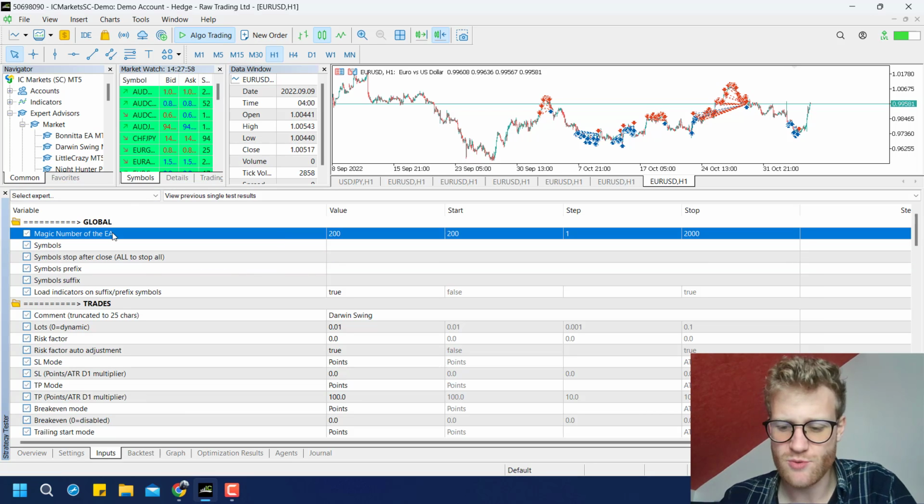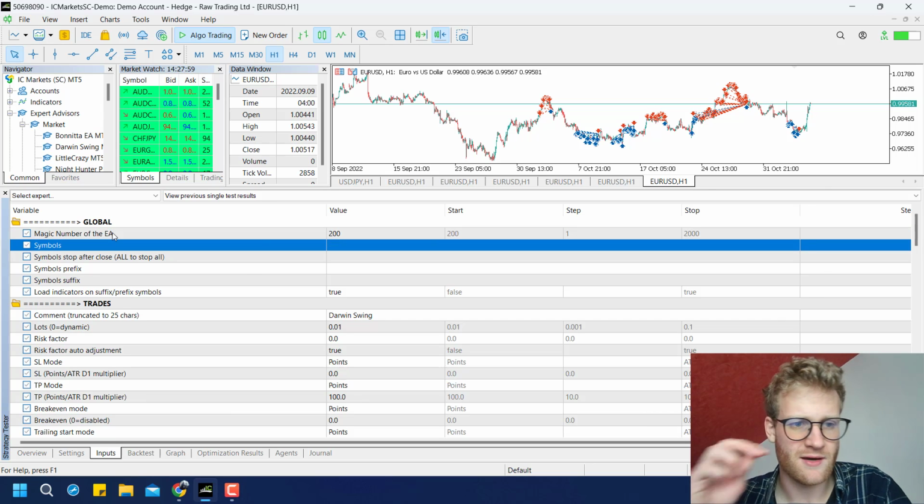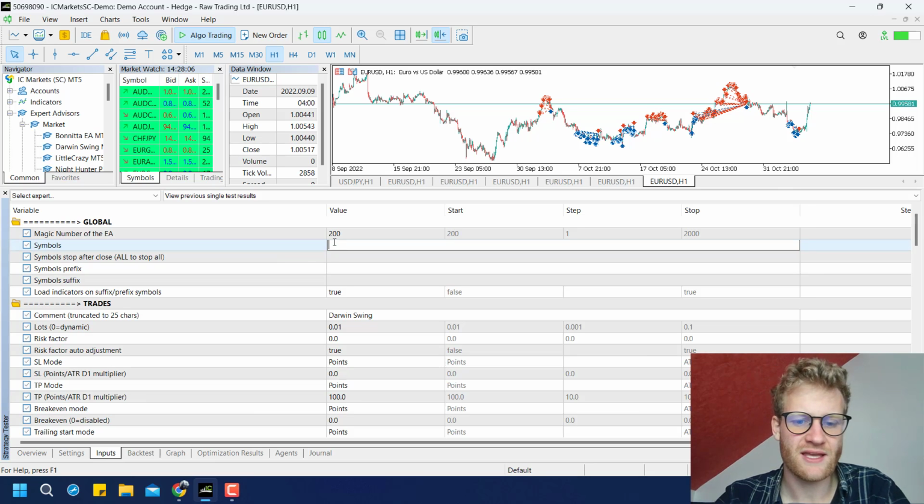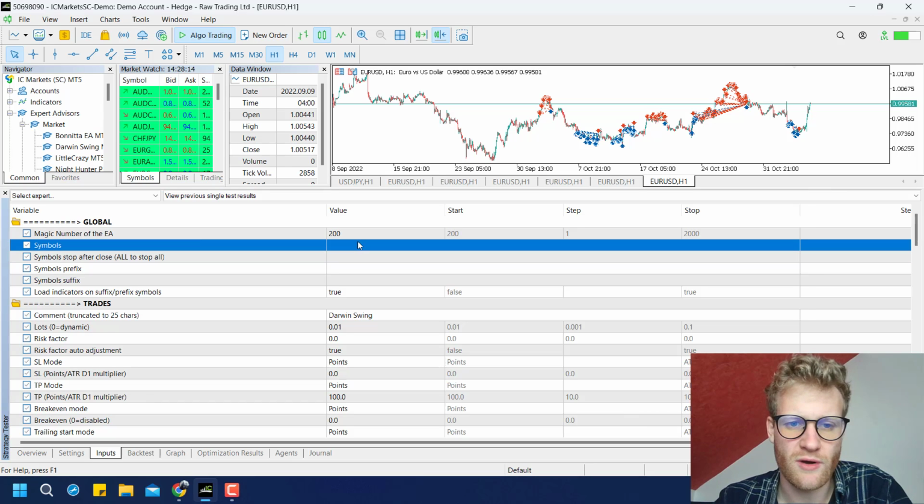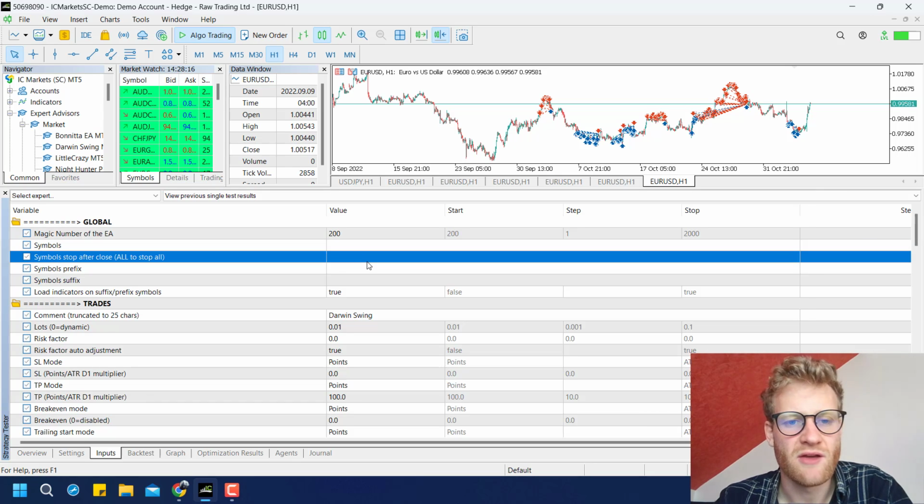So magic number is pretty obvious. Any EA should have a unique magic number. Then we can add symbols here, I think. I believe we should do something like this. But we will see this later on. We will just leave this blank to see if we only trade EURUSD or what happens.